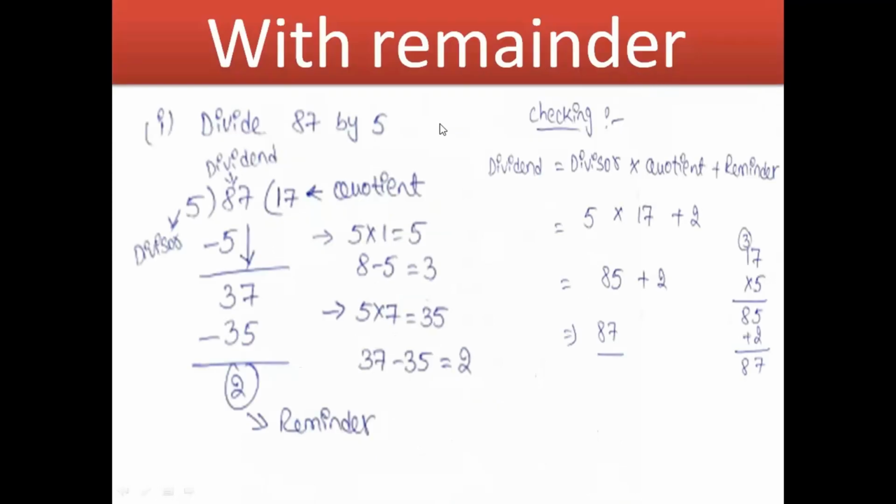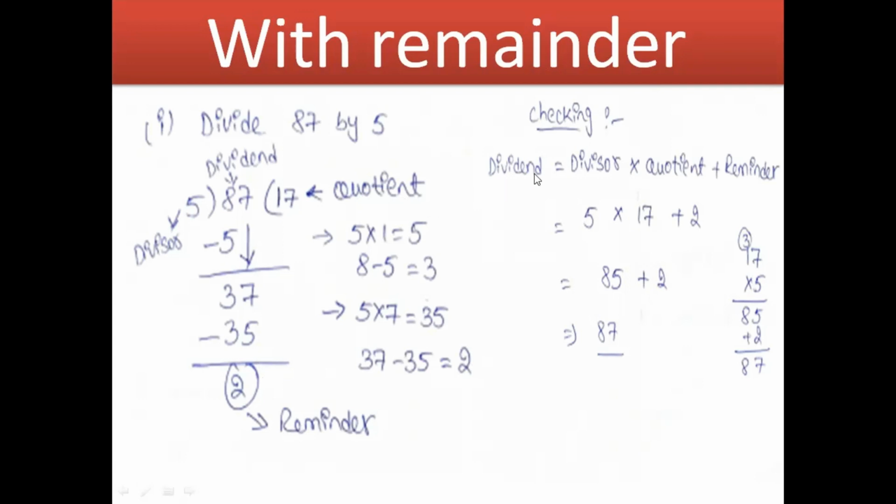Divide 87 by 5. 5 is divisor, 87 is dividend. 5 ones are 5. 8 minus 5, 3. 7 as it is. 5 sevens are 35. 37 minus 35, how much? Remainder is 2. Quotient is 17.